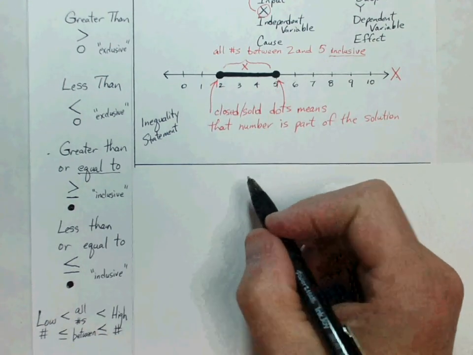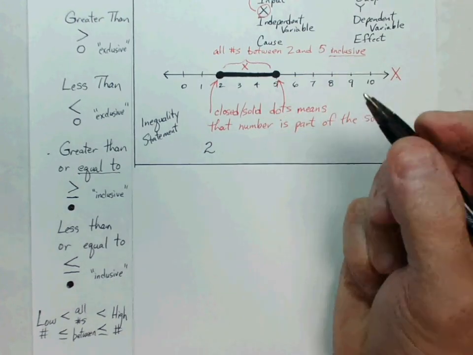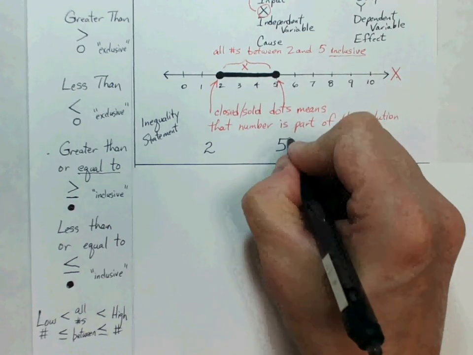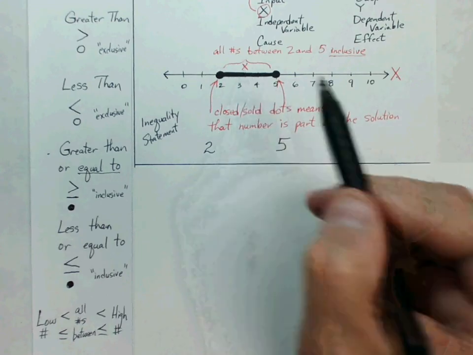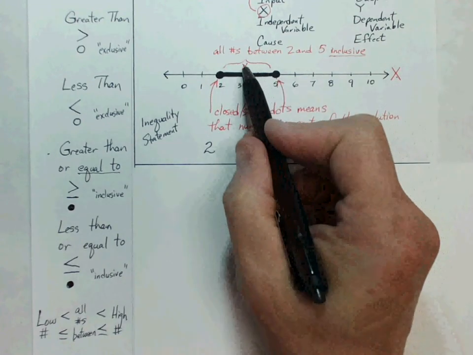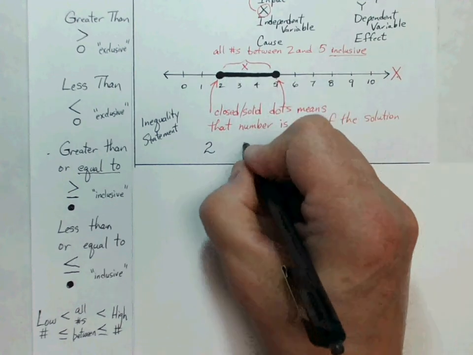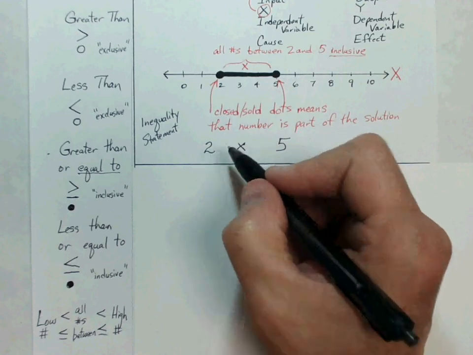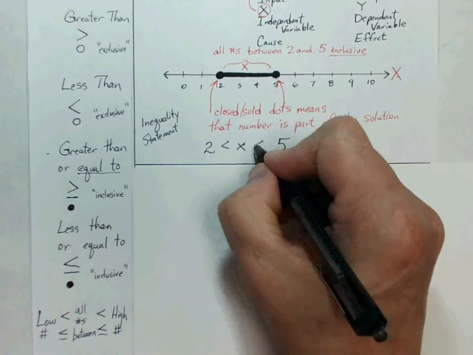What's the low number? The low number is 2. Put it on the far left. What's the high number? The high number is 5. Put it on the far right. How many numbers do we have between them? We have a whole bunch. We're not going to try to list them. We're going to let the variable x represent all of the numbers. So we're going to put that in between. Okay? And we know that low is always less than high, so we're going to use less than symbols. So we're going to throw less than symbols here.